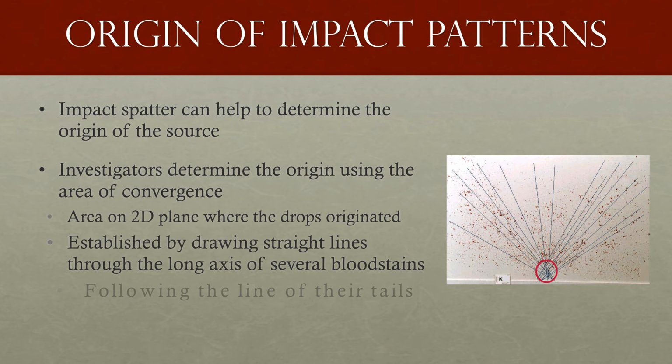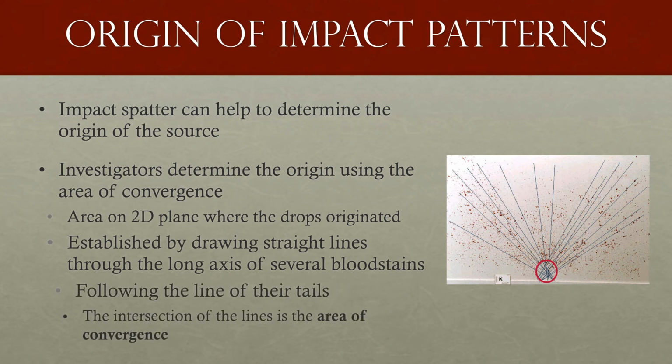Impact spatter can help to determine the origin of the source, meaning the position of the victim at the time of impact. Investigators determine the origin using the area of convergence. This is an area of 2D plane where the droplets originated. It is established by drawing straight lines through the long axis of several blood stains following the line of their tails. Where they intersect is the area of convergence.